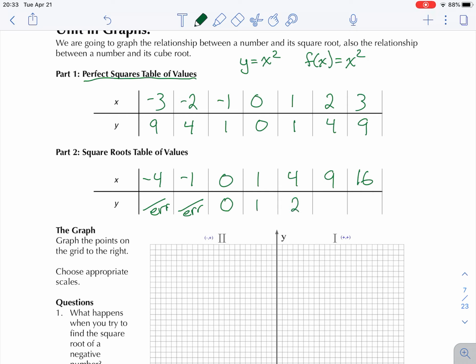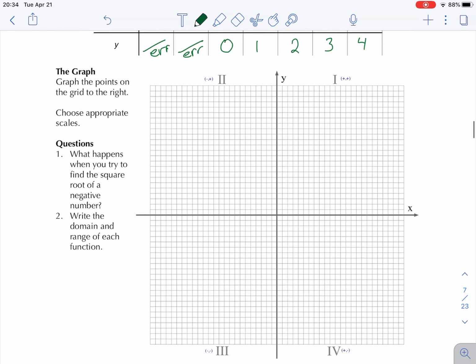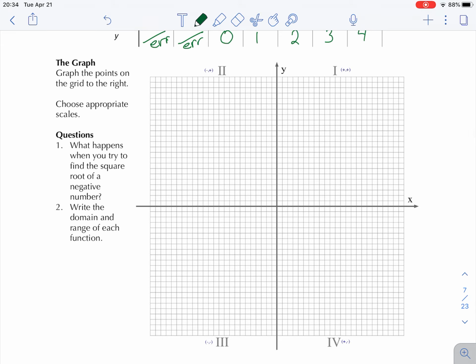What's the square root of 0? 0. The square root of 1 is 1. The square root of 4 is 2. The square root of 9 is 3. The square root of 16 is 4. If I want to write this relation as an equation, y is equal to the square root of x. In function notation, f of x is equal to the square root of x. Okay, now we're going to graph these two.